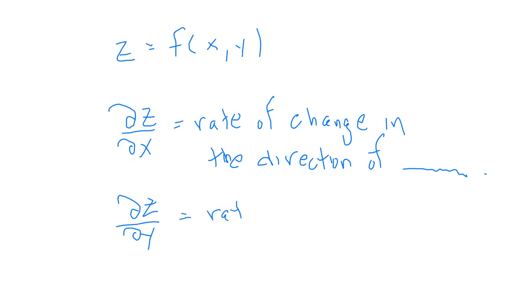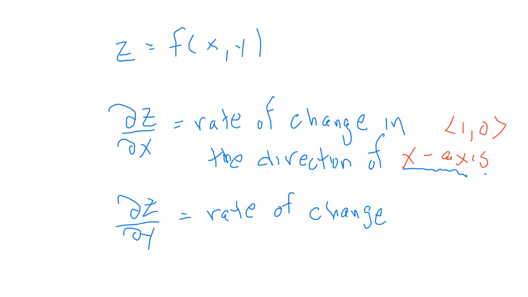And the partial derivative of z with respect to y is a rate of change. That's right, unit. Okay, so the partial derivative of z with respect to x is the rate of change in the direction of the x-axis. Okay, or in terms of a vector, it would be in the direction of the 1, 0 vector.